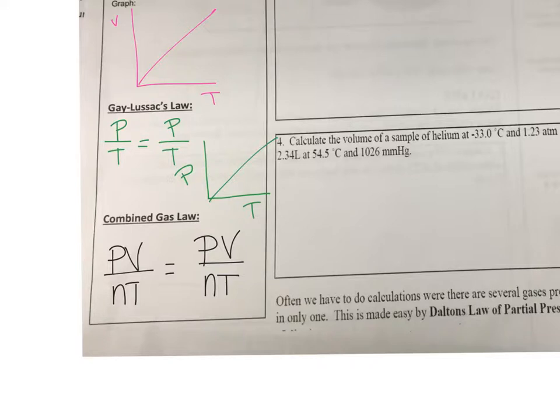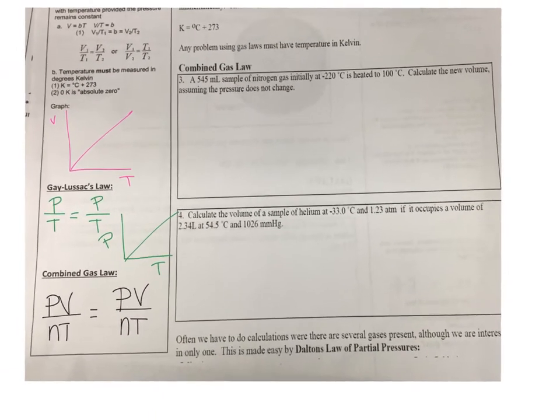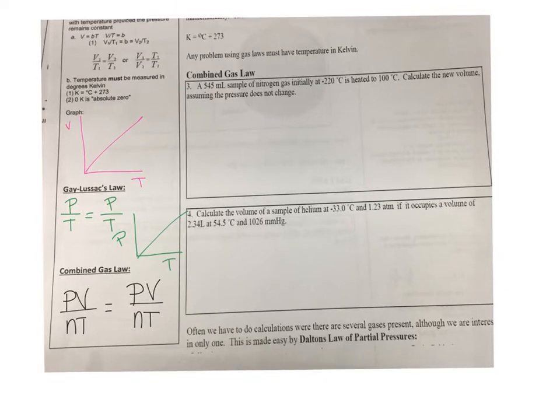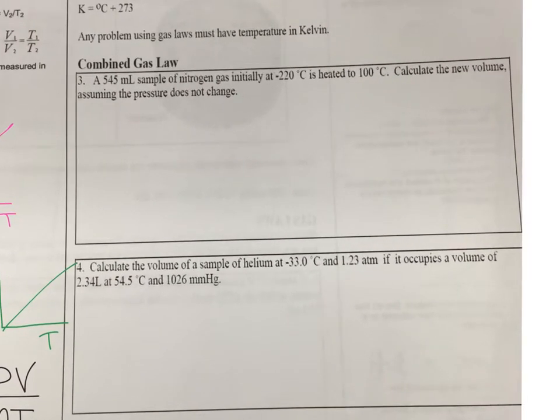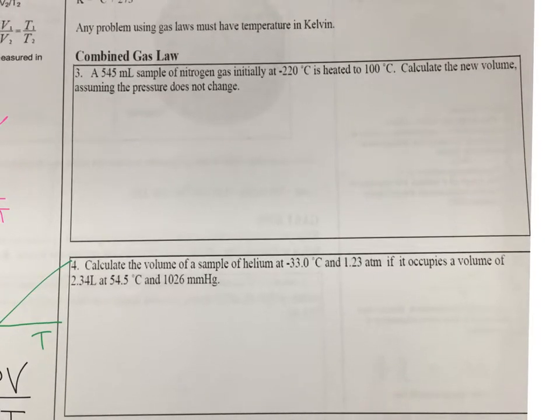If temperature wasn't changing, what law did I just make? Boyle's law. So all of those laws are coming from your combined gas law, and so I personally don't choose to remember all of them. I like to just come back to combined gas law, and I X things out that I don't need. All right, so let's look at this problem right here. A 545 milliliter sample of nitrogen gas, initially at negative 220 degrees Celsius, is heated to 100 degrees Celsius. Calculate the new volume, assuming pressure does not change. Okay, so big thing here.